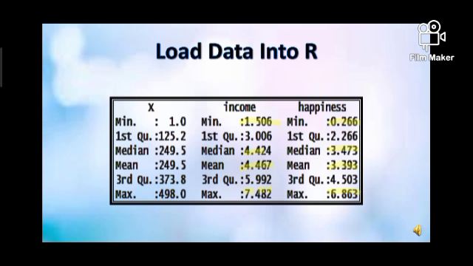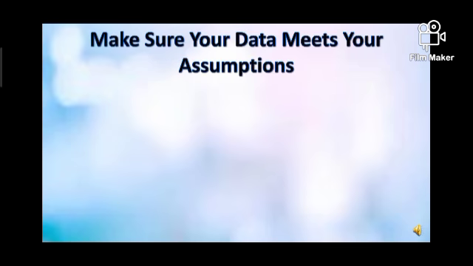After using the summary function, this will be the output in the console tab. You can see that for each attribute there will be a minimum value, first quartile value, median value, mean value, third quartile value and maximum value.